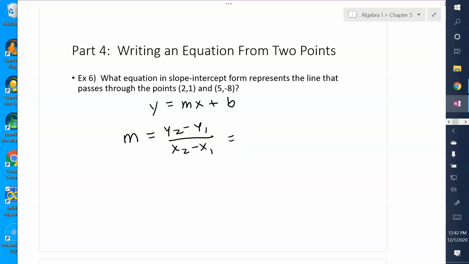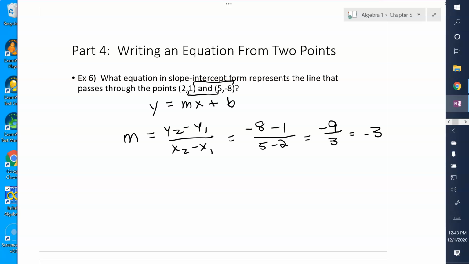I'm just going to use our coordinates. So -8 minus 1, so there's my y's, over, and then I'm going to do 5 minus 2. So I get a -9 over 3. Don't leave this like this. Please reduce it. That goes to -3. So I've got m. I still need b.